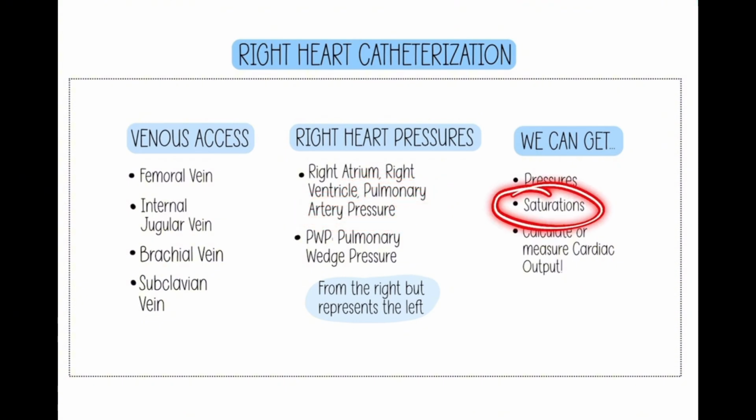They're going to have low saturations in their pulmonary artery. We can pick those things up. And then with those saturations, we can actually calculate cardiac output, or you can use a TD Swan, which I'll show you, and we can measure cardiac output that way, which is how long it takes for the blood to get from the right atrium all the way out to the lungs in the pulmonary artery.